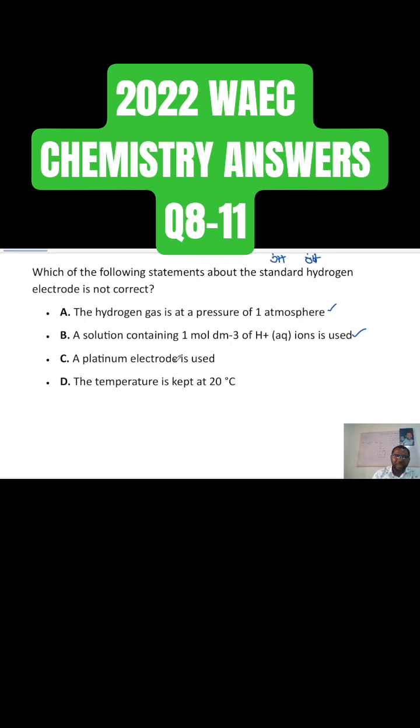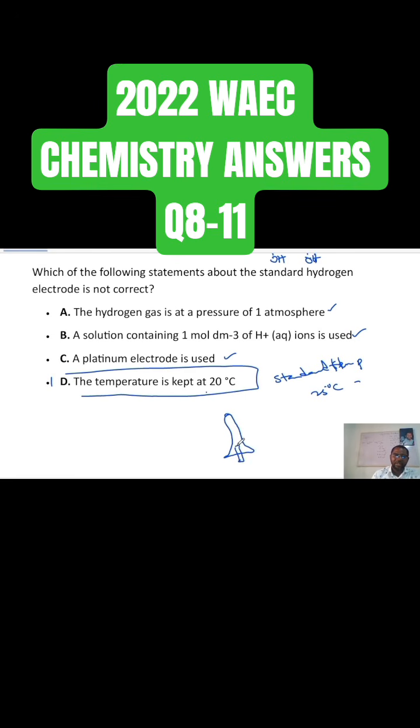A platinum electrode is used. This is correct. The temperature is kept at 20 degrees Celsius. No, this is not correct. The temperature must be standard temperature, and standard temperature is 25 degrees Celsius. Okay, that's very important. Now, for those of you that don't know, I think it looks like this.